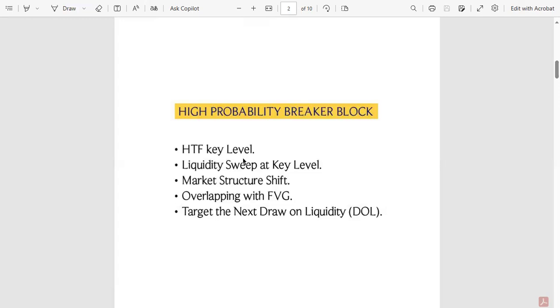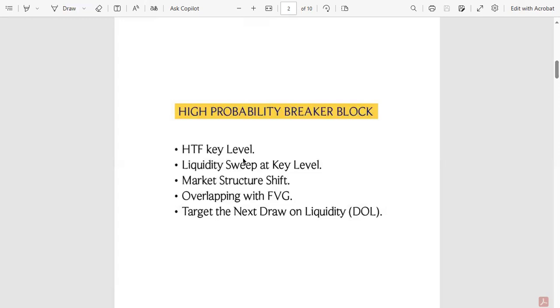But if you take enough time and use these important steps in marking your breaker block, I promise you, you're going to see different results, because I believe the breaker block and the fair value gaps are very strong points for pushing price. They're very strong levels for pushing price.